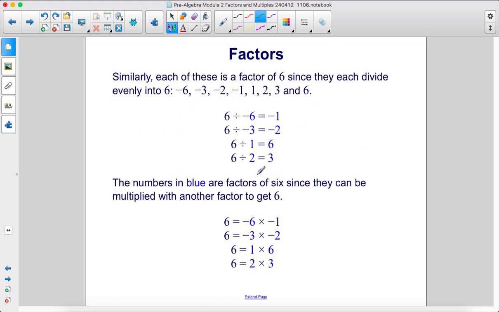Similarly, each of these, right here and here, are factors of 6, since they each divide evenly into 6. 6 divided by negative 6 is negative 1. So negative 6 and negative 1 are both factors, negative 3 and negative 2, 1 and 6, 2 and 3. The numbers in blue are factors of 6, since they can be multiplied with another factor to get 6.